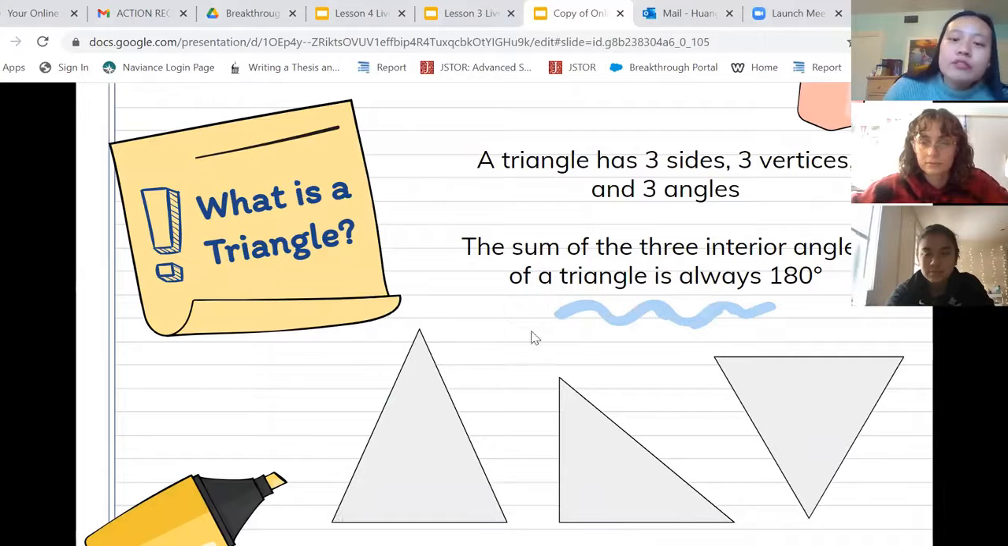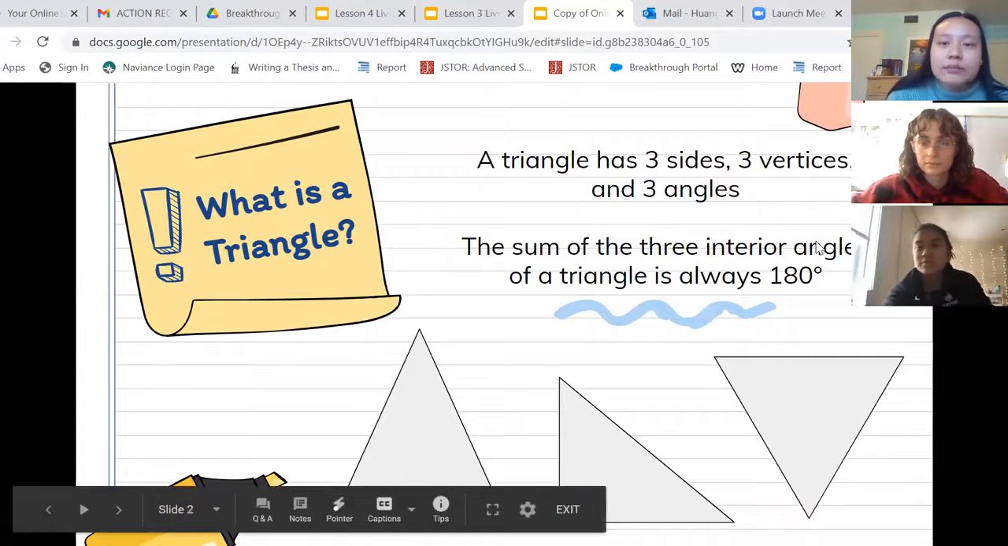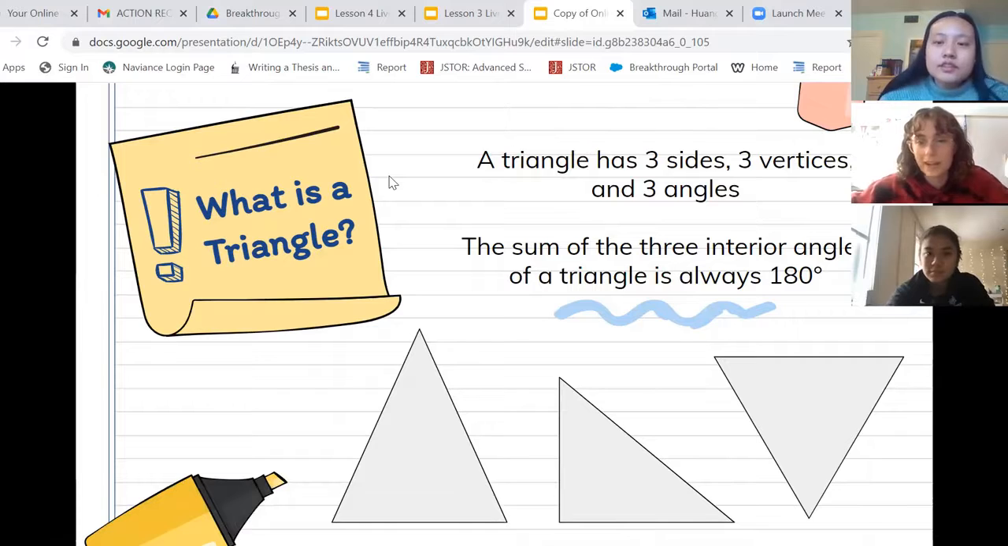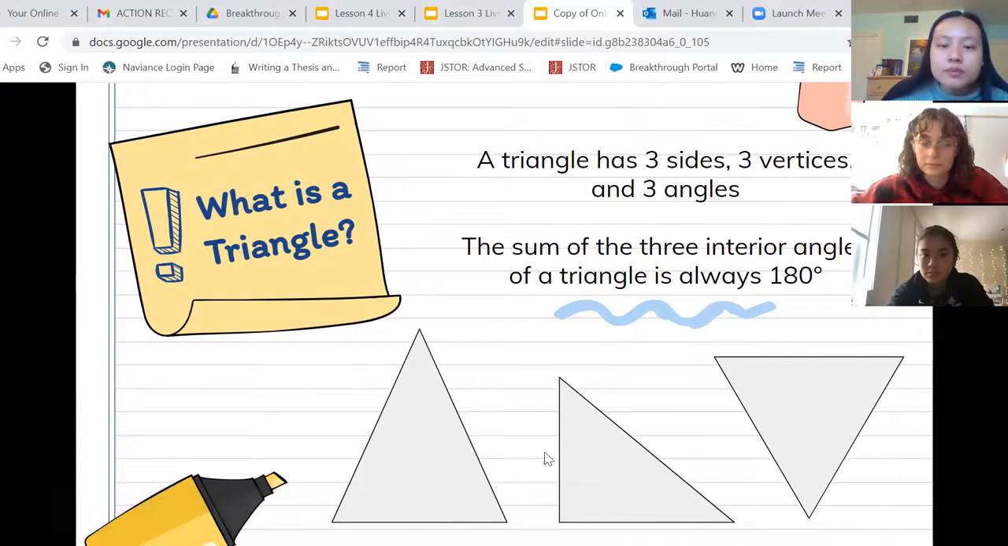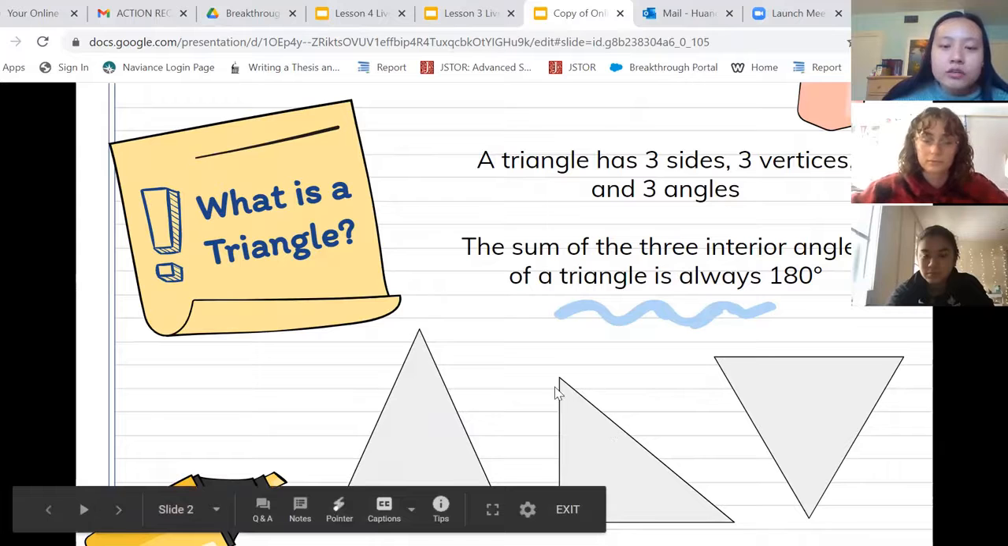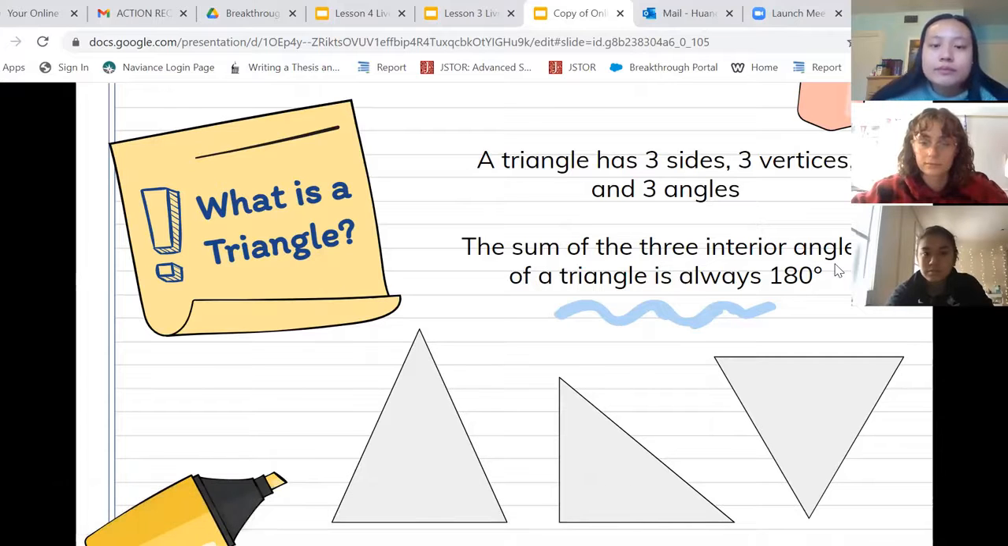So Alicia, will you help me read that first sentence on the slide, please? So a triangle has 3 sides, 3 vertices, and 3 angles. Perfect. So if we look at this triangle down below, we can see that there's 3 sides, 3 vertices, which means points, and 3 angles. So where the sides and the points meet. So we have 3.